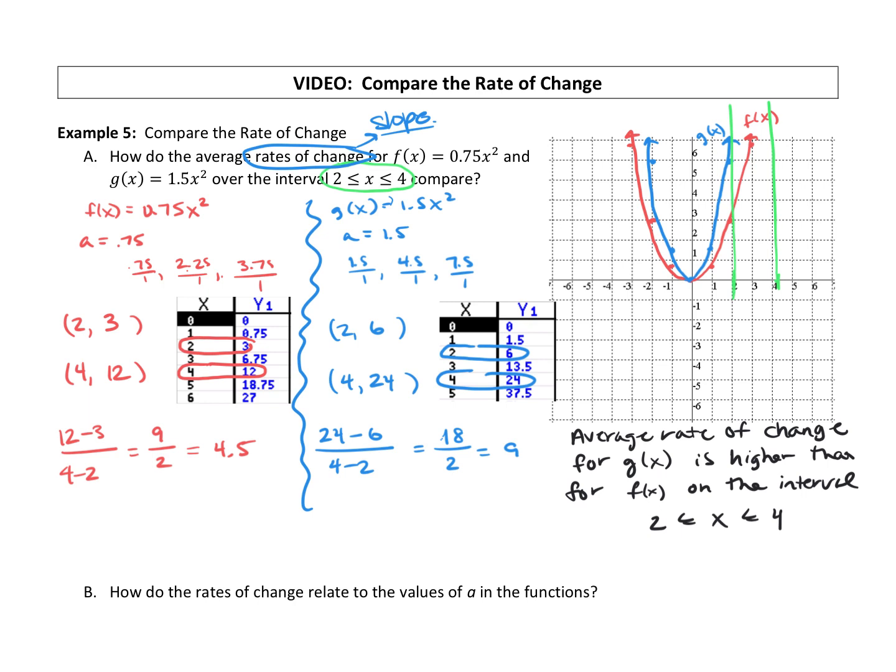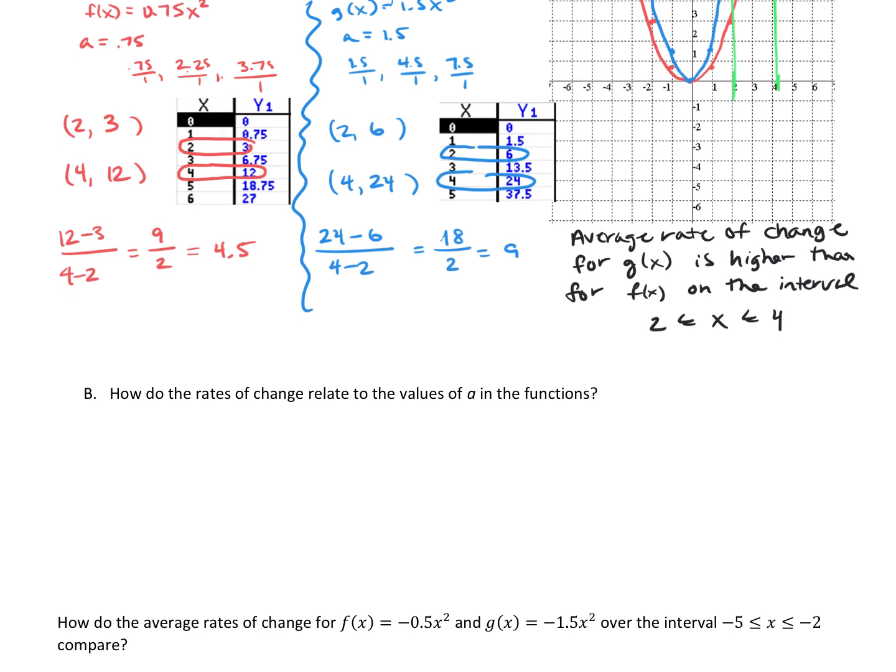Interesting to note, it's actually twice as big. This went from 4.5 to 9, twice as big. One thing to note, our a value went from 0.75 to 1.5. Our a value got twice as big. Just interesting things to take note of.